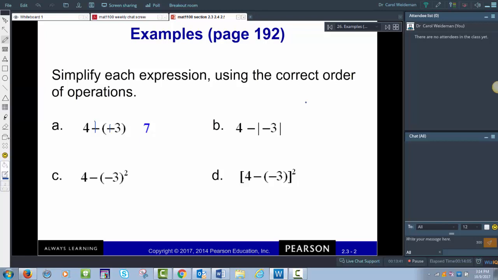All right, in this case, we want to simplify 4 minus the absolute value of negative 3. The absolute value is 3, so 4 minus 3 is 1. Notice in C, the parenthesis does tell us something important, that the negative is part of the base. So this is going to become 4 minus 9, or negative 5. And here we want to simplify inside the parentheses first and then square it. Again, this is like the first problem, so it's going to become 7, and 7 squared is 49.